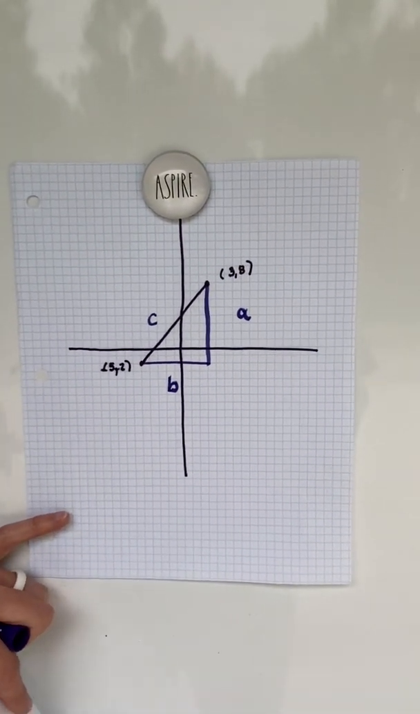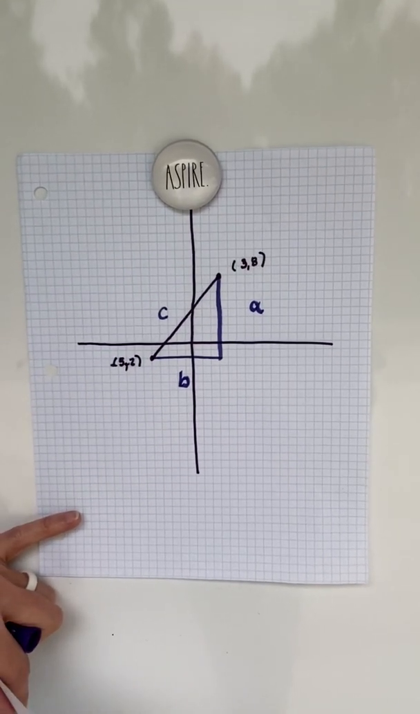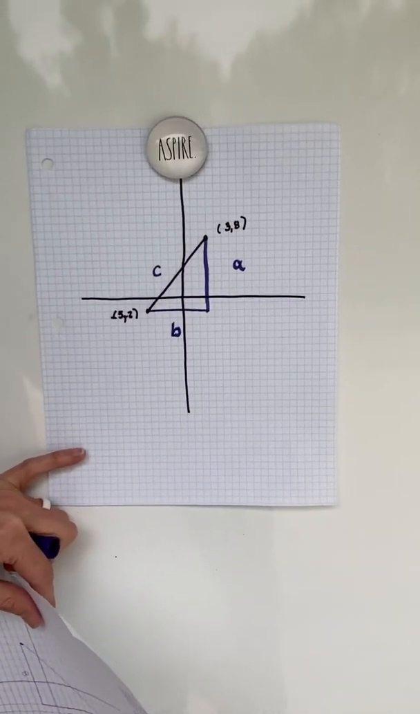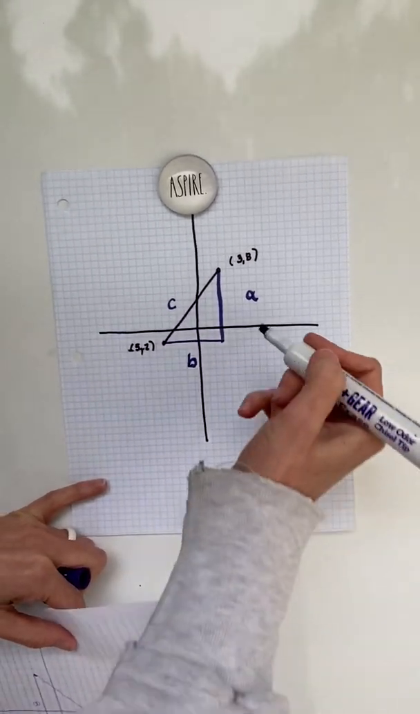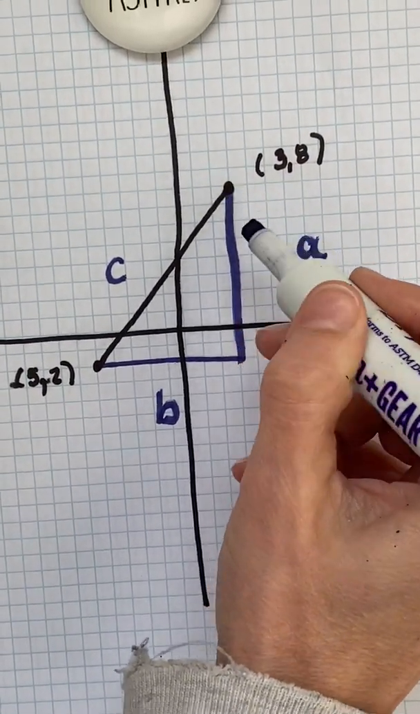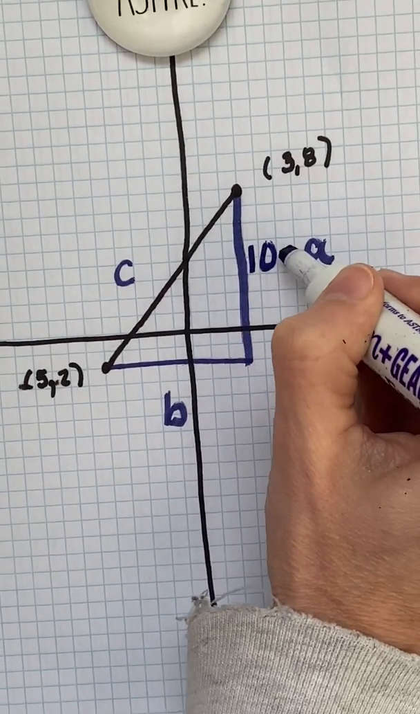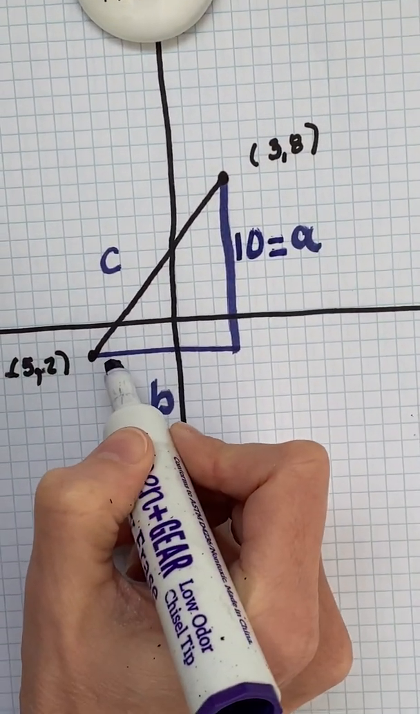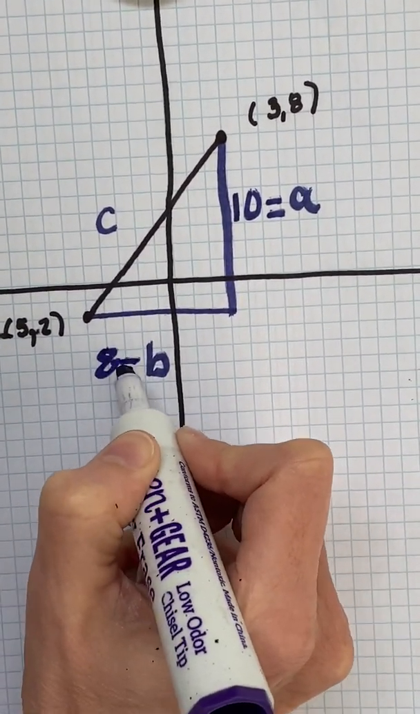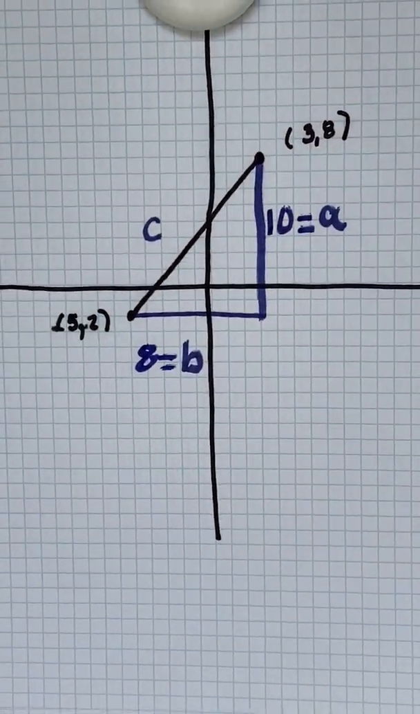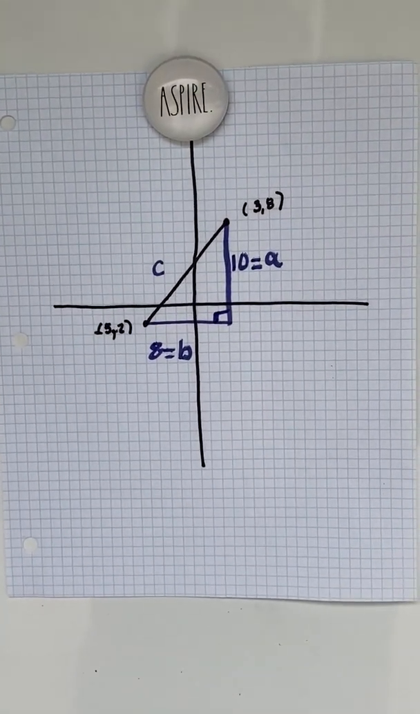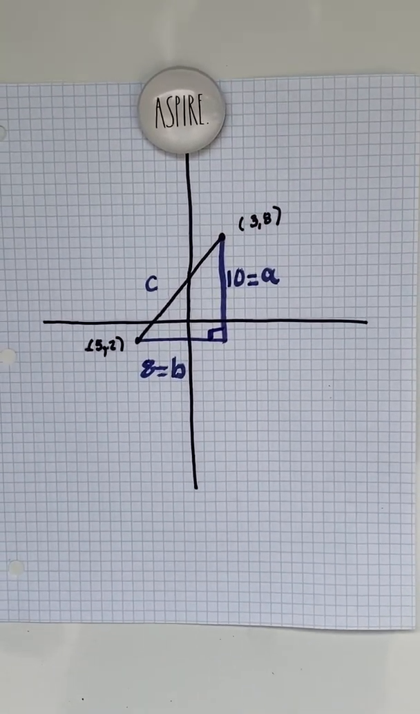So the other issue that you run into is we don't have a number value for A and we don't have a number value for B. So how do you find out how long that line is? You're literally going to count the blocks. So this is 1, 2, 3, 4, 5, 6, 7, 8, 9, 10 units long. And this side is 1, 2, 3, 4, 5, 6, 7, 8 units long. So then once you have those dimensions, this makes our right angle right there. You're just going to plug those values into the Pythagorean theorem and solve for C.